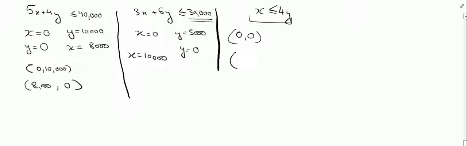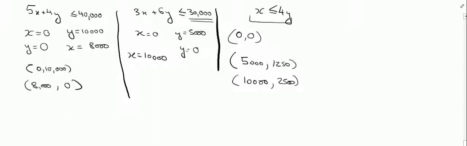And for another point, use any value of x that you like. For example, you can use x equal to, let's say, 5,000. So if x is 5,000, what will be the value of y? y will be 5,000 divided by 4, which is 1250. You can take x equal to 10,000, and if x is 10,000, y will be 2,500.